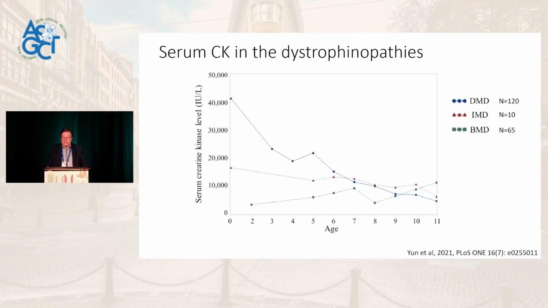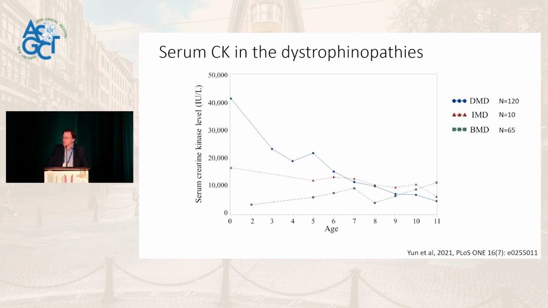I want to return to CK. CK is a problematic biomarker in many ways. I pointed out that we use it diagnostically. This is from a fairly recent paper from Korea, where they looked at patients and categorized them in the different categories of severity of dystrophinopathy that I described before. And you can see quite elevated serum CKs at birth that declines by age 3 or so, still in quite a high range, 20,000 range for Duchenne patients, but it does decline over time.